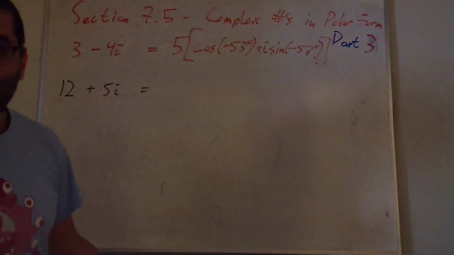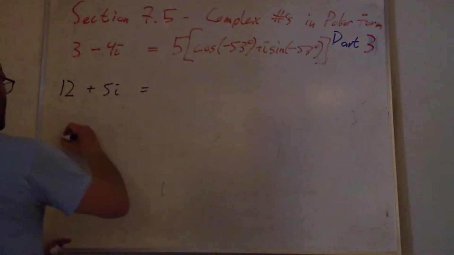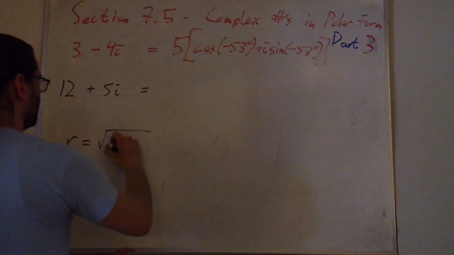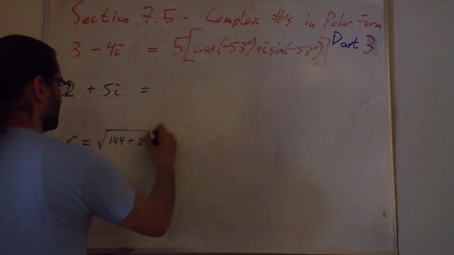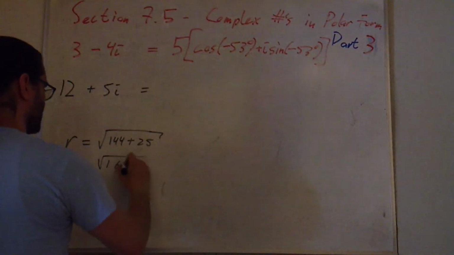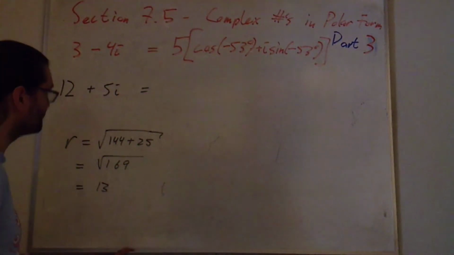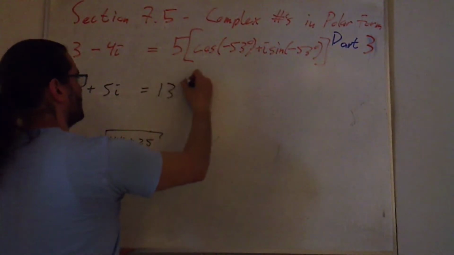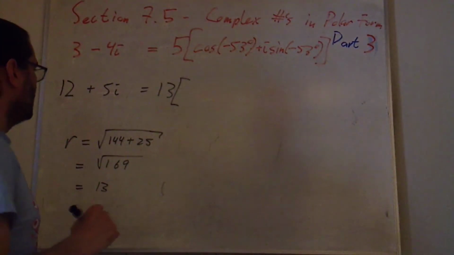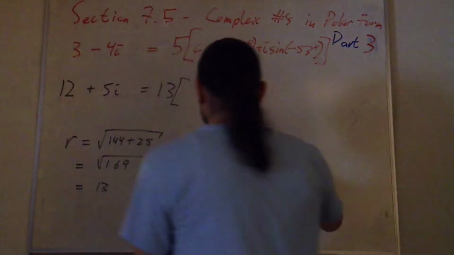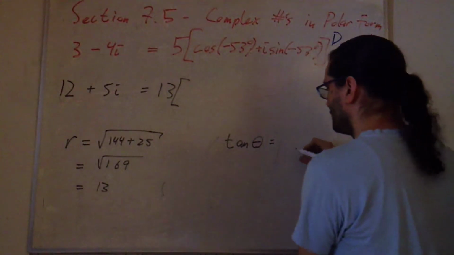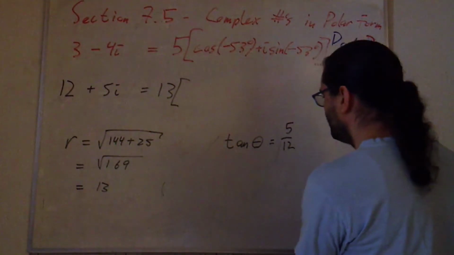So, once again, I'm going to convert this into polar. r is going to be the square root of 144 plus 25, which should give me the square root of 169, which is 13. So I'll have a 13 times the quantity. I need a theta. The tangent of theta is 5 over 12.